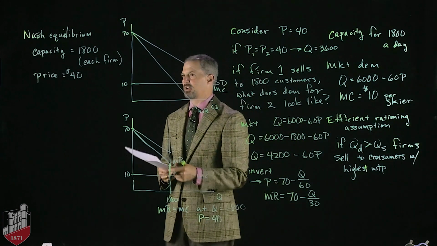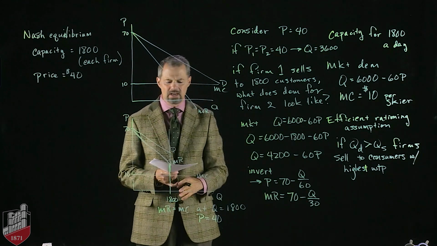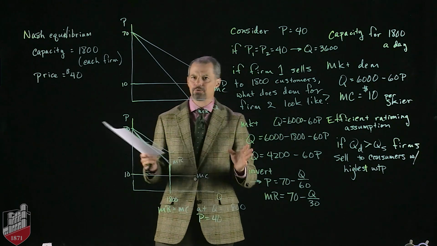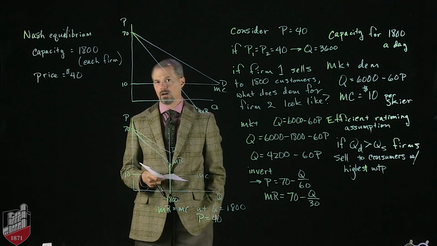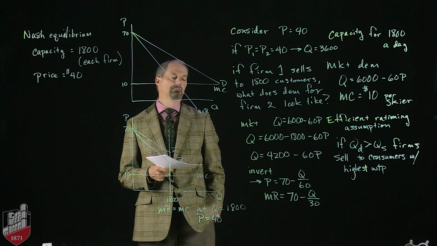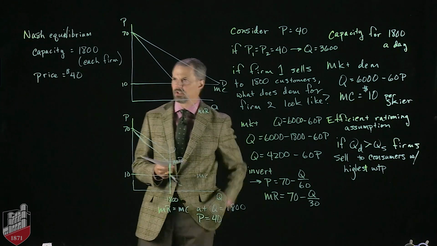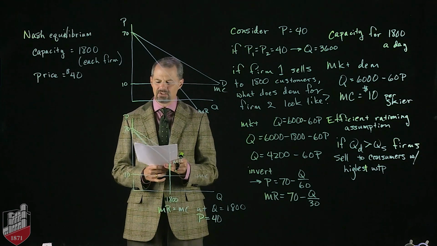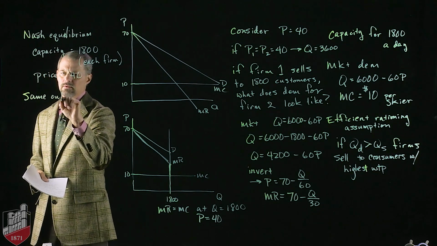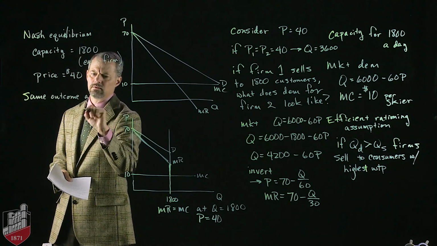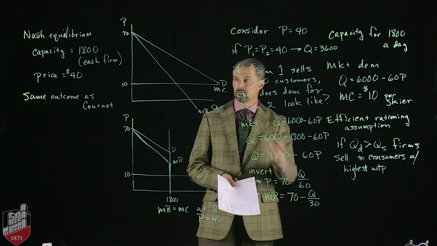It's easy to show that a capacity of 1,800 is the best choice for each firm, given that the other firm has chosen that. We don't need to go through that here. You can trust me on that, or you can find information in the textbook for a Bertrand model with capacity constraints, and you'll see the argument that demonstrates why that's the best option. This is the same outcome as Cournot. If you set this problem up as a Cournot duopoly, you'll get that outcome.